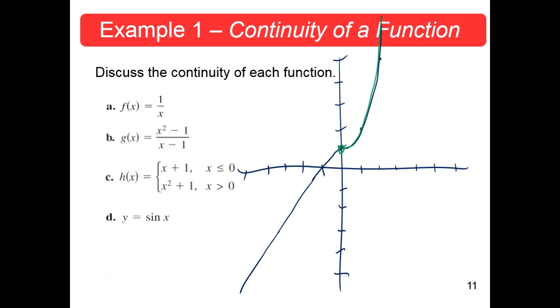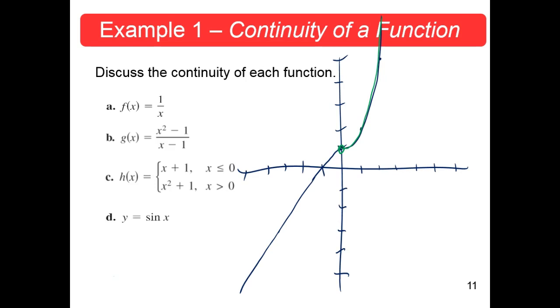A, not continuous, and it's not a removable discontinuity. B, not continuous, but it is a removable discontinuity. C, continuous everywhere, from negative infinity to positive infinity, and D, continuous everywhere, from negative infinity to positive infinity.